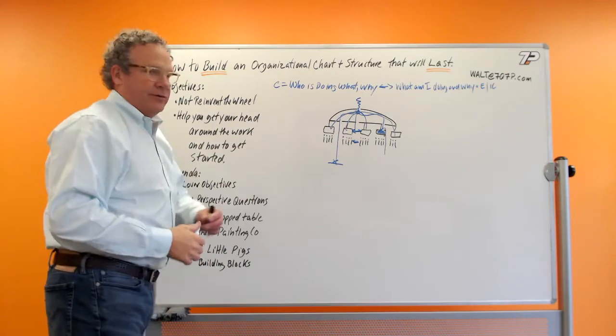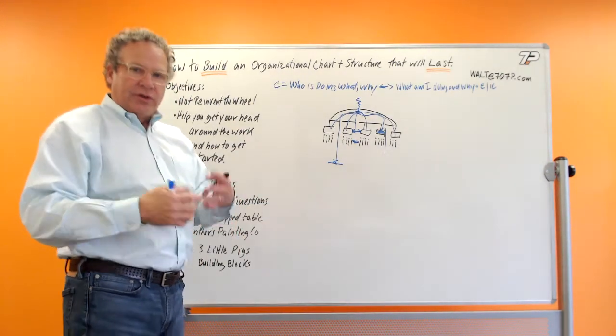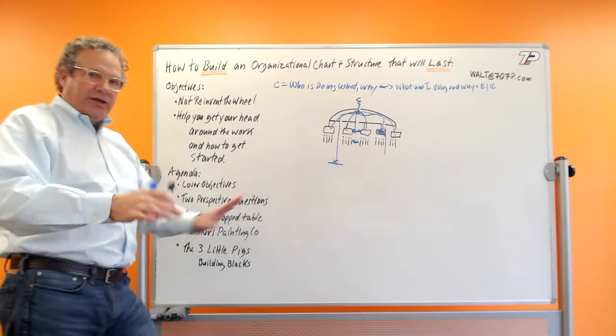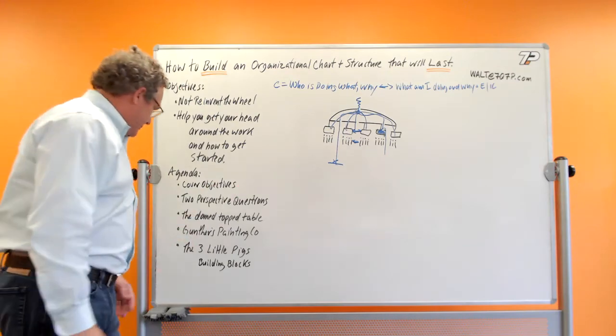This is what I call the domed top table. And if you have a really good organizational structure and a really good organizational chart, then any kind of issues that are going on inside the organization, you're going to be able to map them to where the problem is.